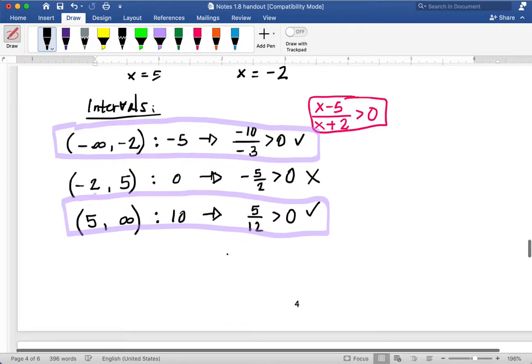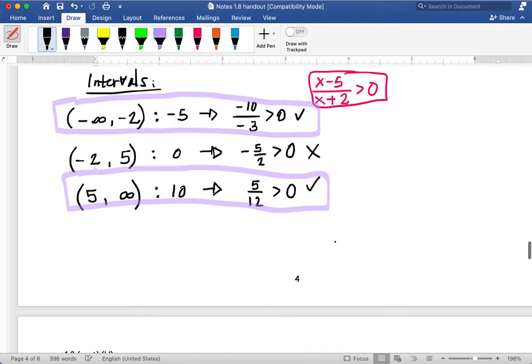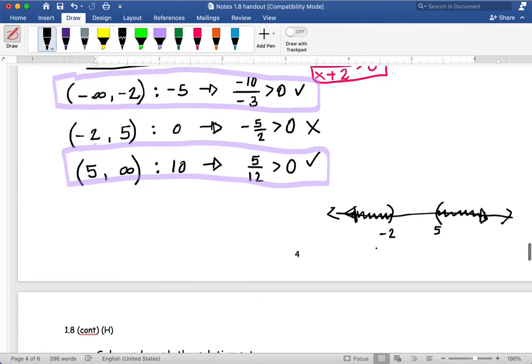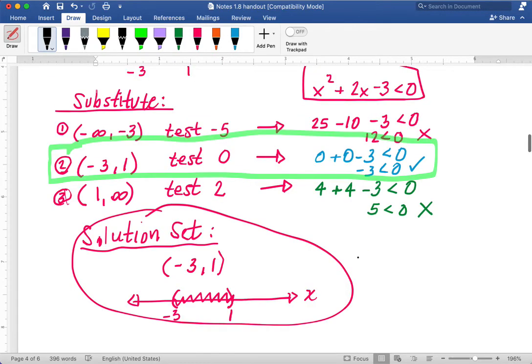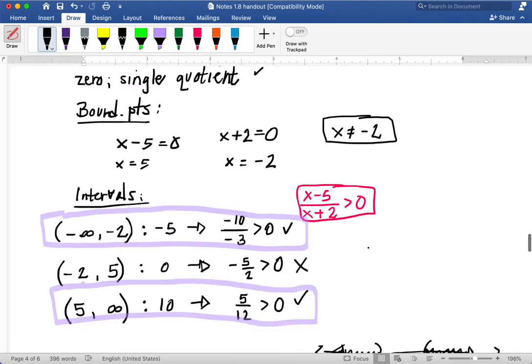Now we're going to draw the number line. I guess I'll draw it over here. It's not very straight. And my solutions are going -2 to the left, parenthesis, shading, and then at 5, shade to the right. And then my interval notation for the solution is going to be negative infinity to negative 2.